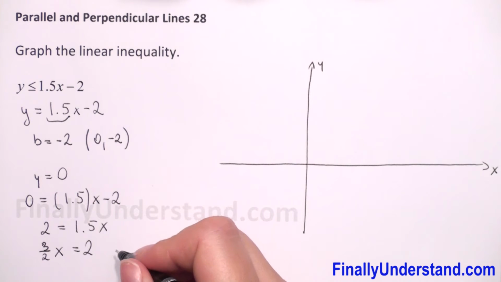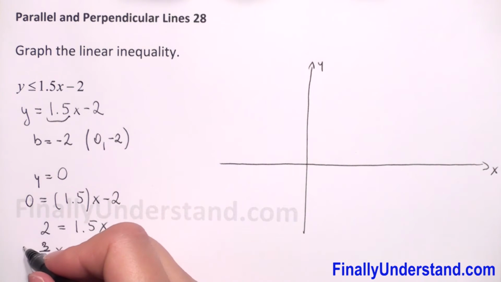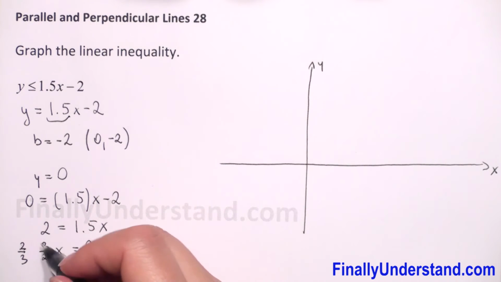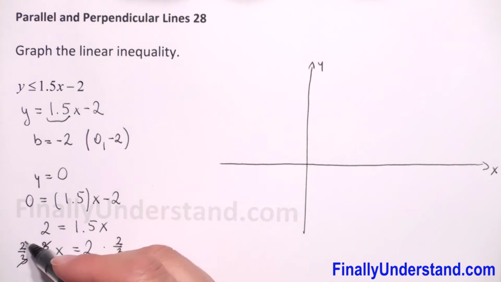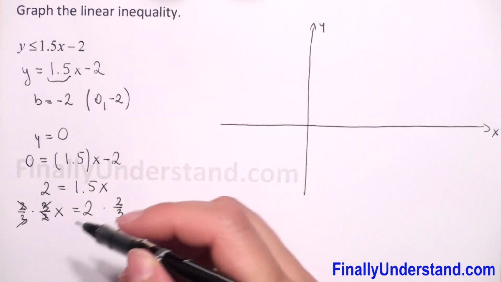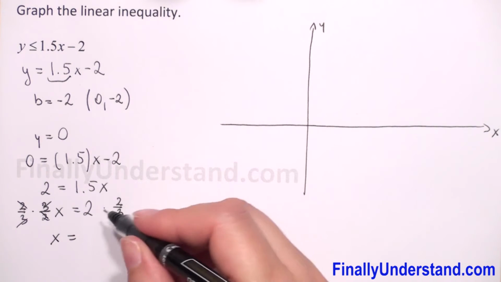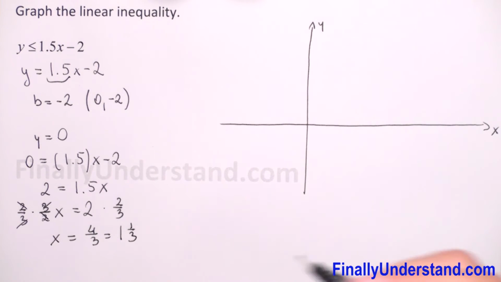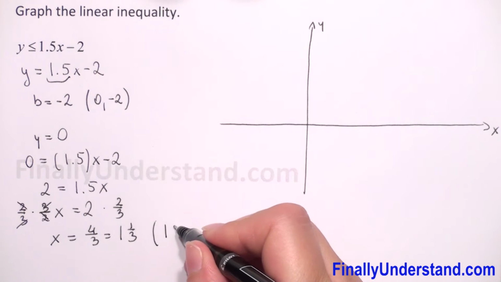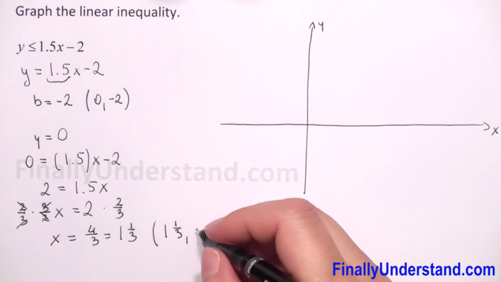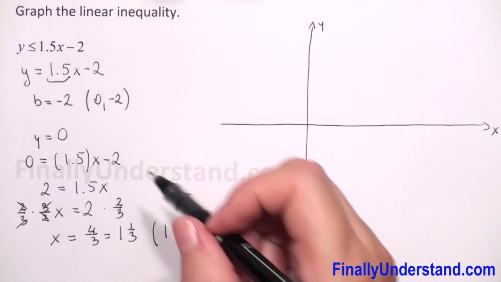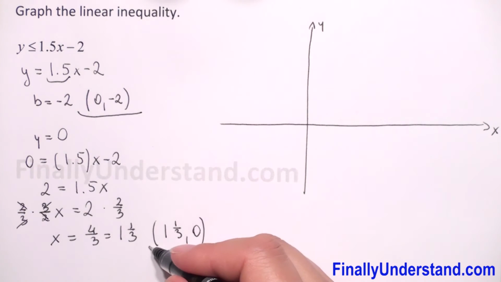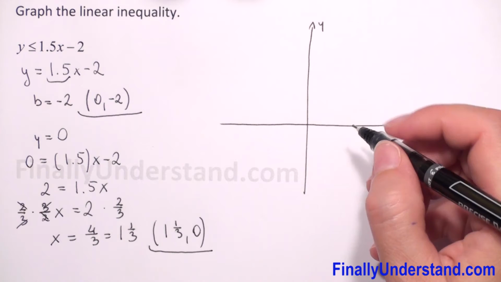Now I will multiply both sides by 2 over 3 to reduce the left side. So we have 3 and 3 we can reduce. So we have that x equals 2 times 2, which is 4 over 3. This is 1 and 1/3. So we have the point 1 and 1/3, first coordinate, and second is 0. So we have (0, -2) and (1 1/3, 0).